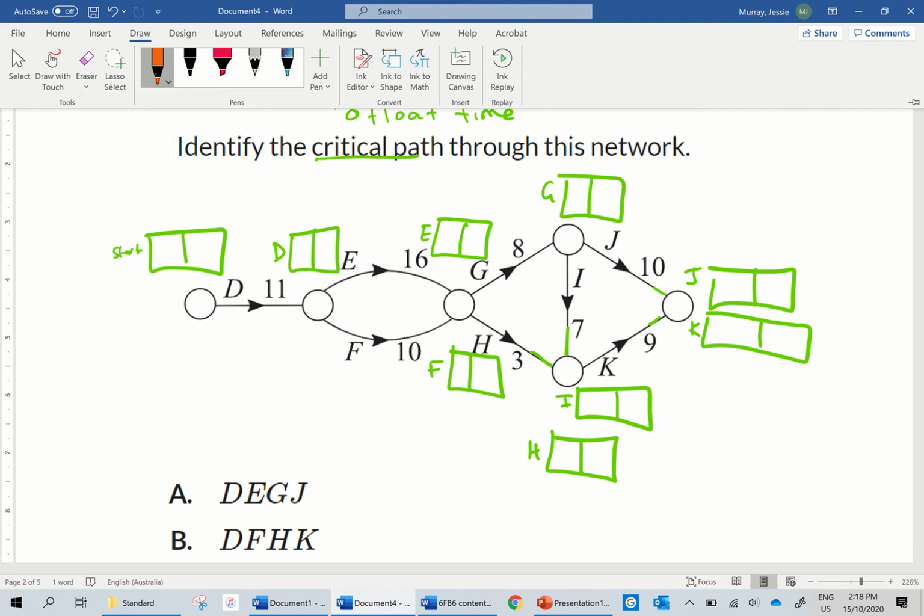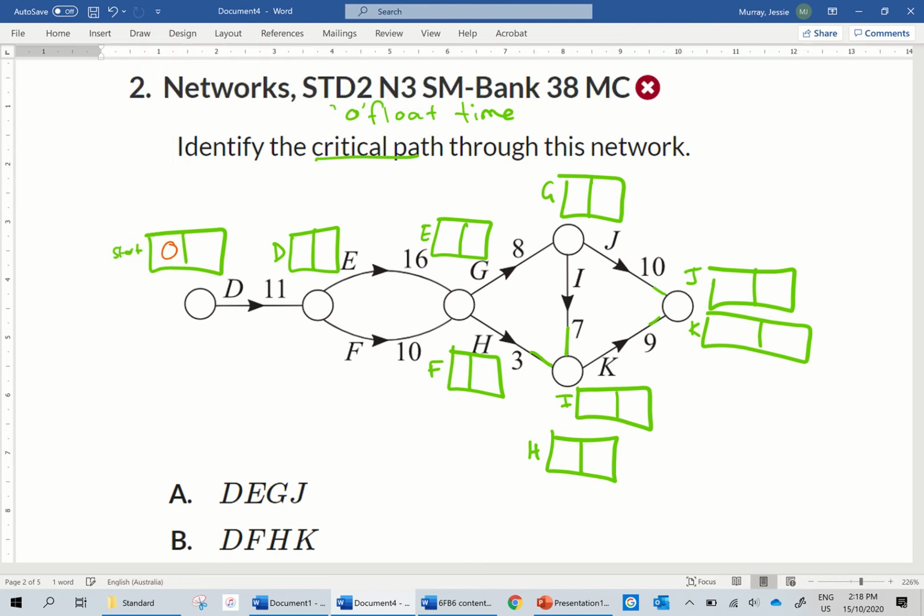So we've got 0 to start with. They told us no difference. Now remember, with forward scanning, we are adding, and we take the largest number each time.